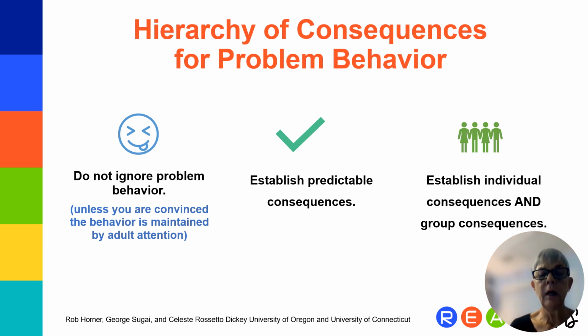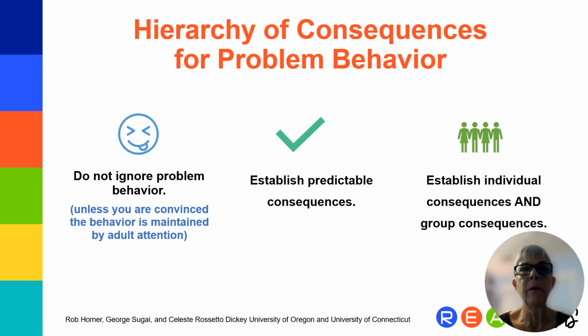So we don't want to ignore the problem behavior unless we think that the function of that behavior, and we'll talk a little bit more about that in a couple of slides, is about adult attention. If we think that the kid is doing the behavior to gain adult attention, then perhaps we might want to use that ignoring the problem behavior strategy.